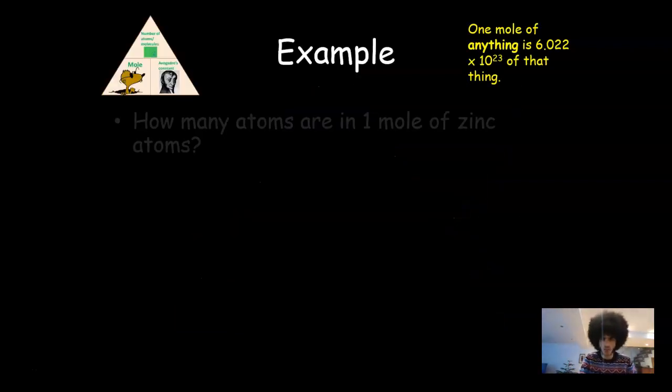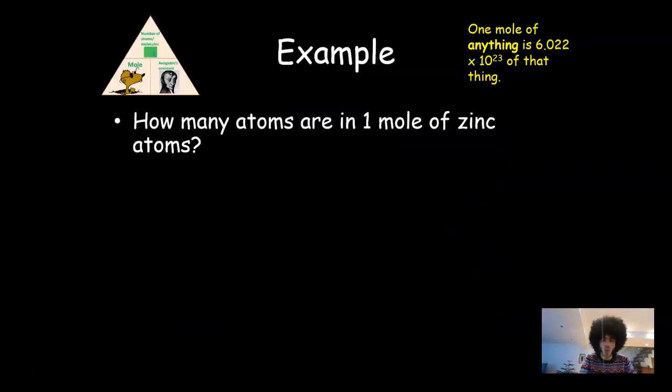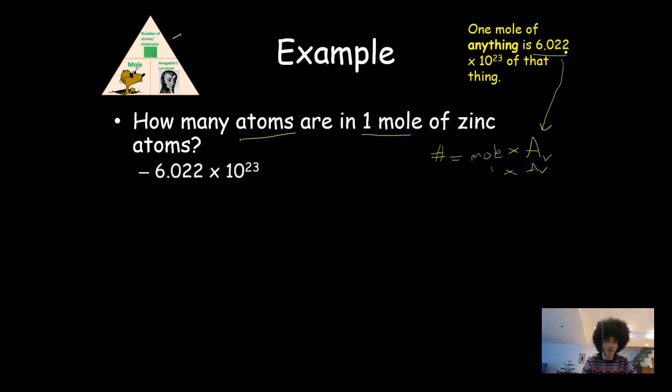Okay, so let's go for some examples. How many atoms are in 1 mole of zinc atoms? Now, if you think about the equation triangle, I'm trying to work out the number of atoms, which is at the very top here. So therefore, my calculation, I'm just going to put a hashtag for number, is going to equal mole multiplied by Avogadro's constant, which I'm going to give the symbol AV. This is that number. The mole here is 1, so it's 1 times Avogadro's constant, which is the same as that number. So it's going to be that.